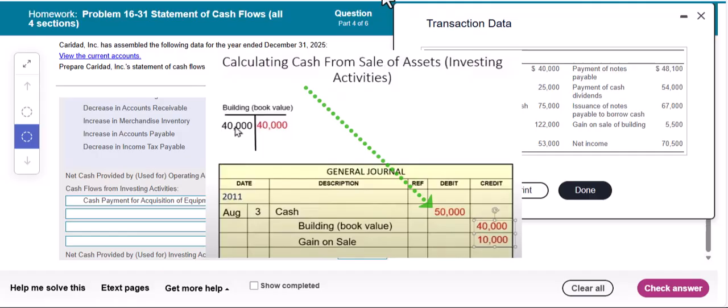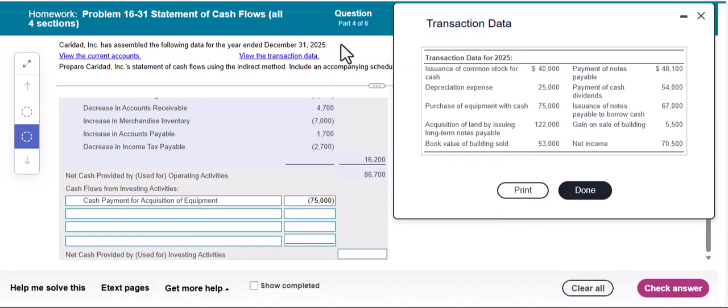So how do we calculate the amount of cash we received for selling the building? You have to take the book value of the asset that was removed from our books, that 40,000, and then so if it's a gain, we add the gain. So the book value 40,000 plus 10,000 gives us the amount of cash that we received. So this is the amount that we got on our statement of cash flows.